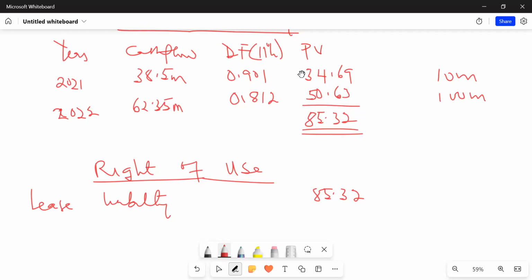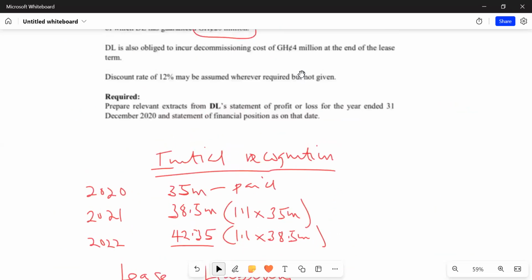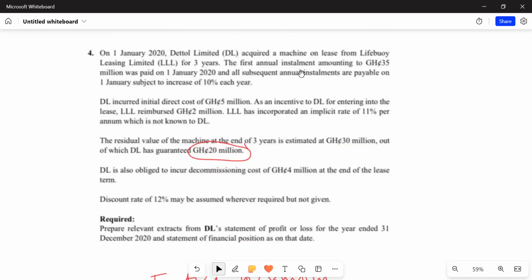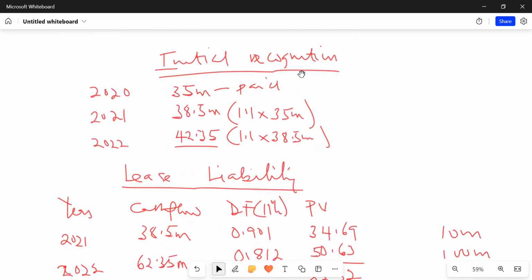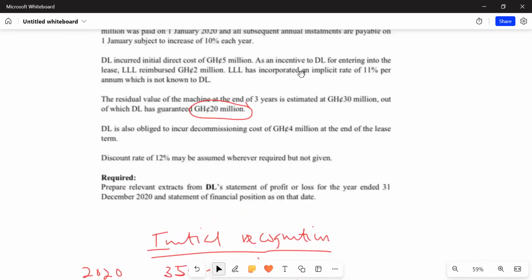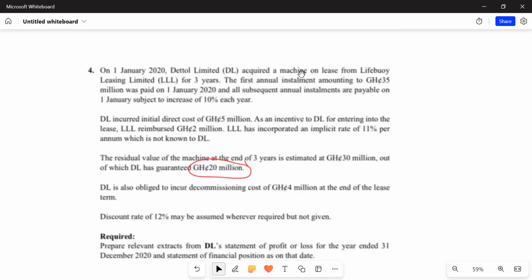110. Okay. So you can see that in the question, the lessee has already paid 35 million, isn't it? Because the lease liability is calculated on the amount that they are yet to pay. But they have already paid 35 million. We didn't take the 35 million into consideration when we were estimating the lease liability. So we are saying that the amount that they are currently owing is 85.32. But already they have paid 35 million.